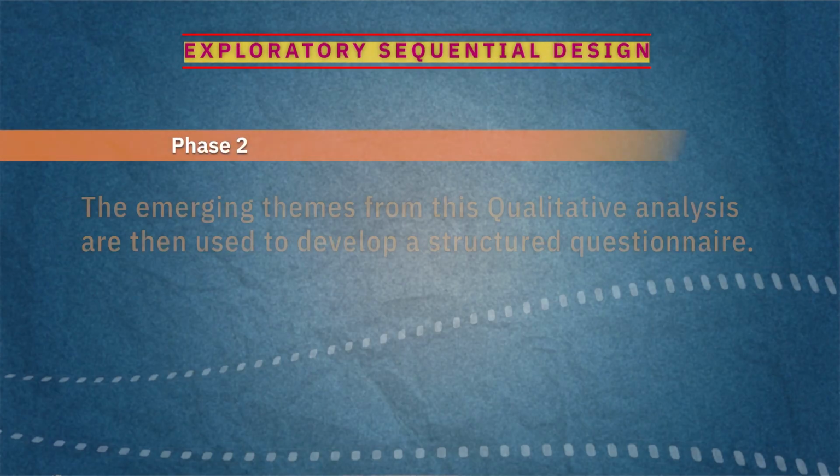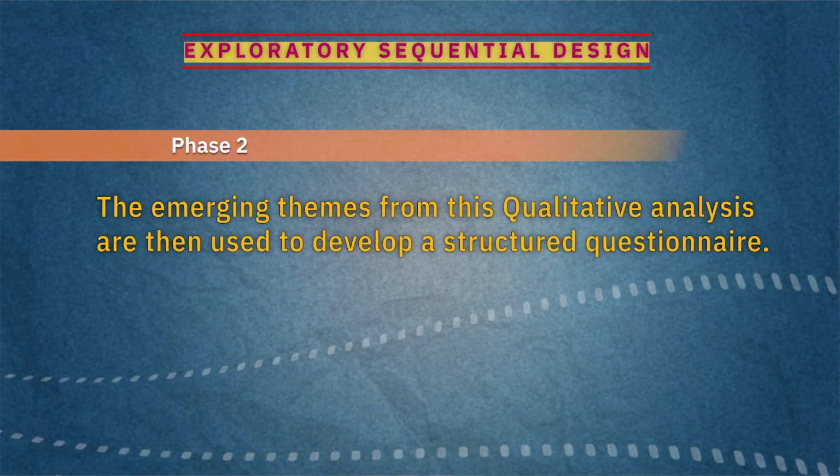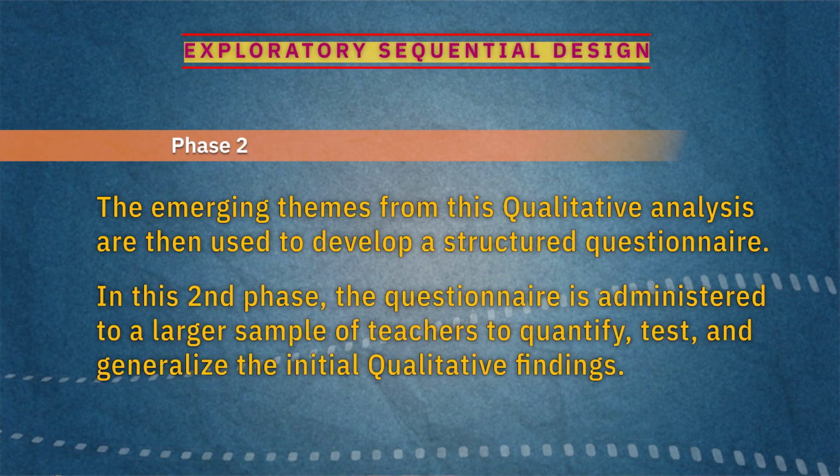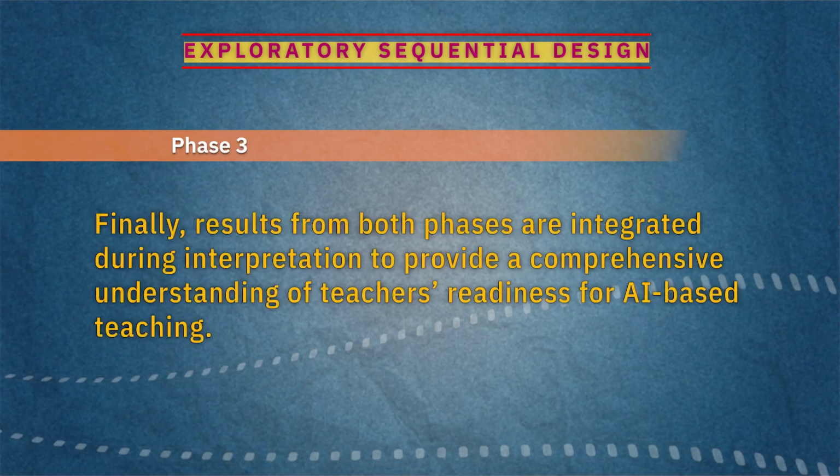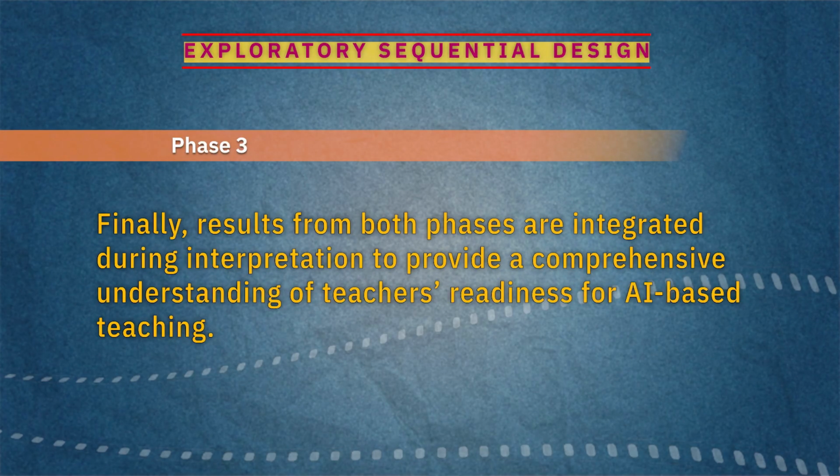The emerging themes from the qualitative analysis lead to developing a structured questionnaire, and in the second phase, the questionnaire is administered to a large sample of teachers to test and generalize the initial qualitative findings. Comes phase 3. Finally, the results from both phases are integrated during the interpretation to provide a comprehensive understanding of teachers' readiness towards AI-based teaching.